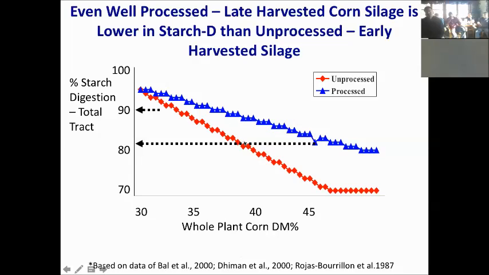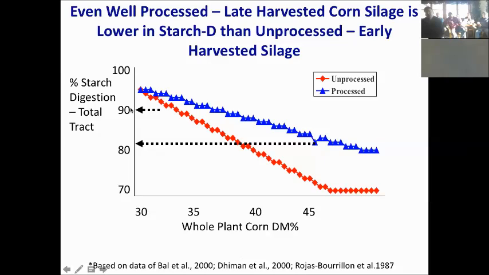You can see that if you take those same plants, but the one thing that you want to see here is, look at this. If I consciously made the decision to harvest my corn silage at a very high dry matter, very high maturity, and I processed it, okay, it's going to give me still a lower starch digestibility than if I had something that was immature and unprocessed, okay?